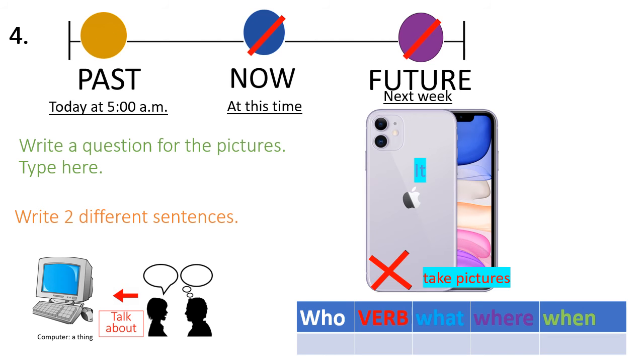And then here is number 4, different time, same action. And when you answer, think, is it yes or no? You have to look at the picture carefully to decide if these people answer yes or no.